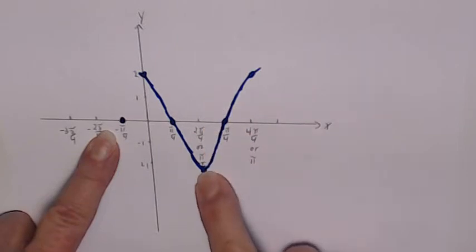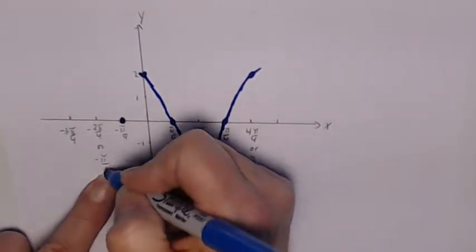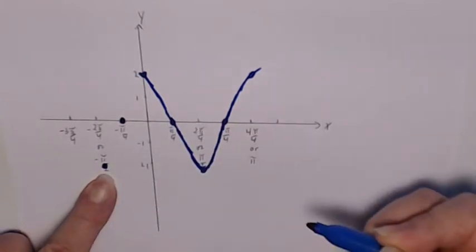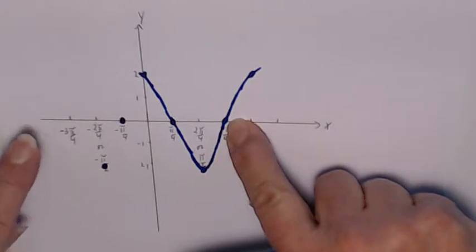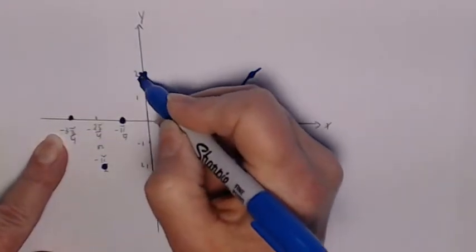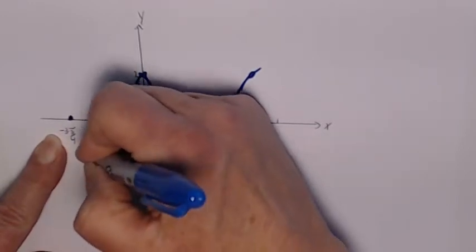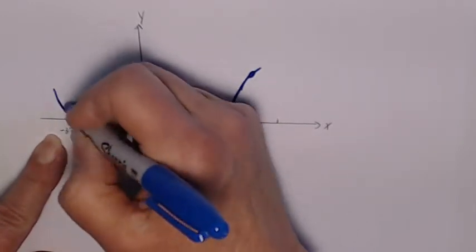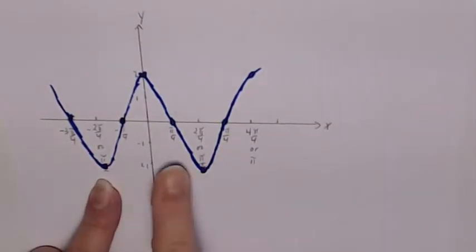At pi over 2, we're at negative 2. So at negative pi over 2, we are going to be at negative 2. And then at 3 pi over 4, 0. So at negative 3 pi over 4, we're at 0. And I'll sketch this in just because we know it's going to continue. And there we can see the symmetry.